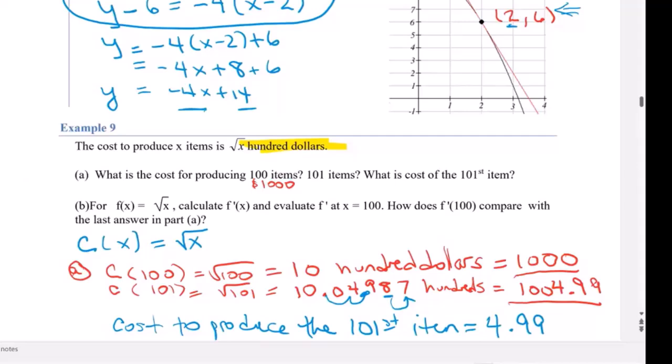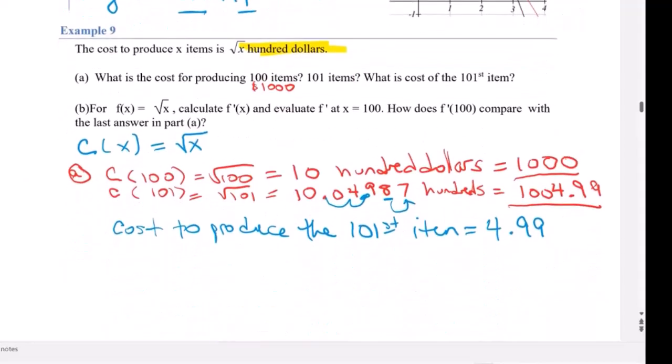Let's do B. So we have B. And B says f of x is equal to the square root of x. And we want to find f prime of x. So if f of x equals the square root of x, next thing would be f of x equals x to the 1/2 power, because that's what the square root equals.